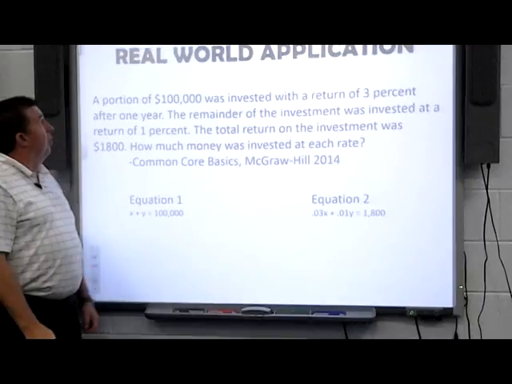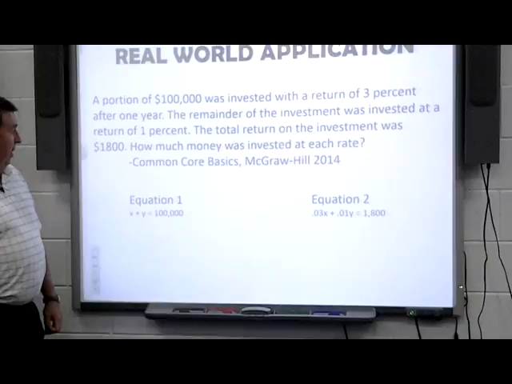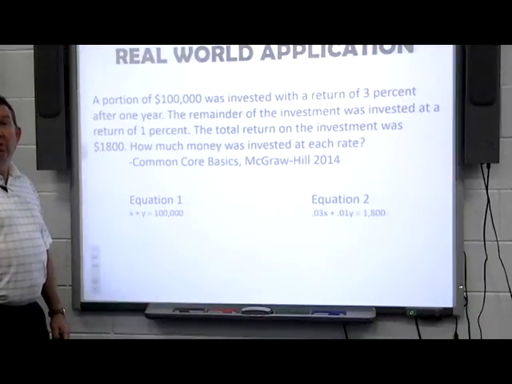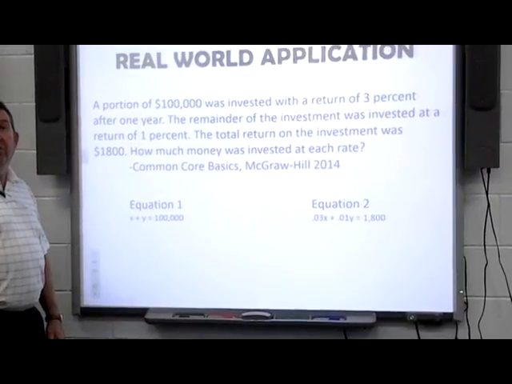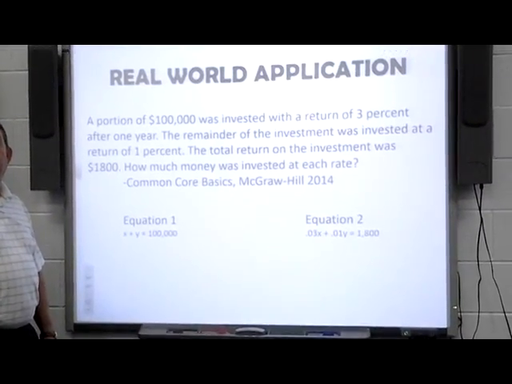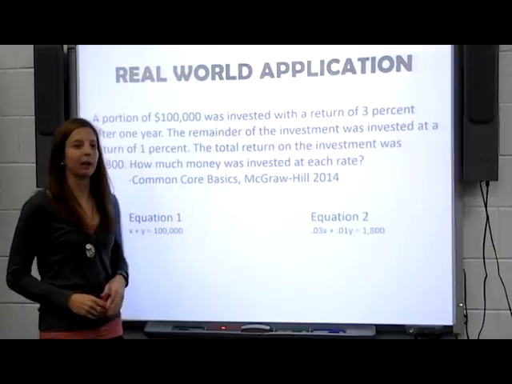James Oates. Real world application. We have 2 different equations that we're going to solve. Jen's going to do the substitution method on this one, and I'm going to do the elimination method on this one. Alright, let's take a look at this problem here.